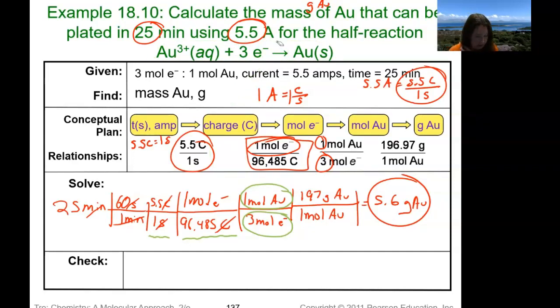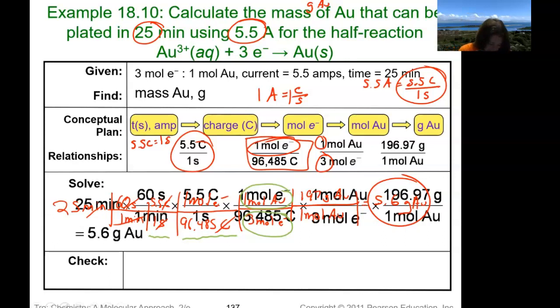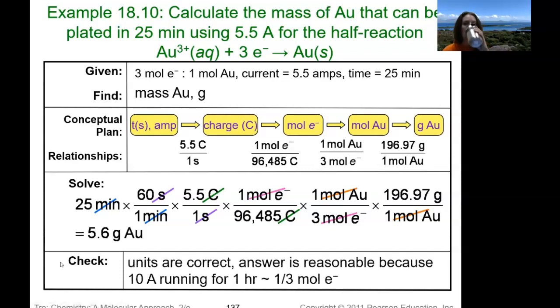Okay, let me, oh, I have it for you. There you are. Same thing, prettier. Minutes, minutes, seconds, seconds, coulombs, coulombs, moles electrons, moles electrons, moles Au, moles Au. Oh, and I used 2 places on this one, and you get 5.6 grams.